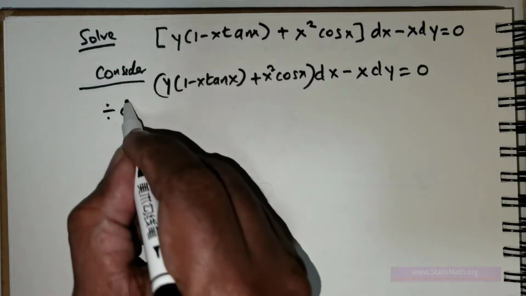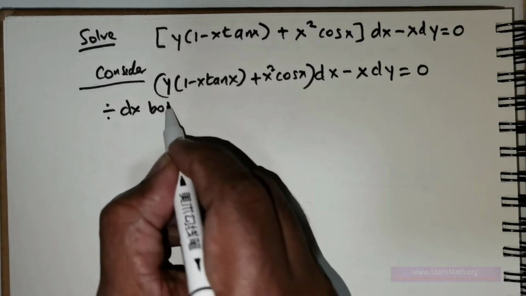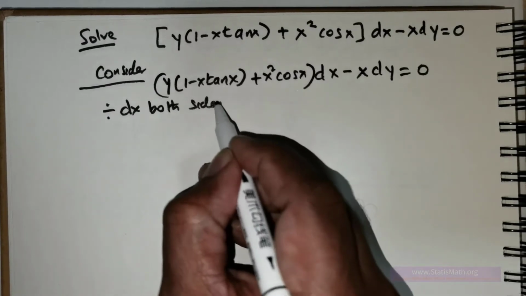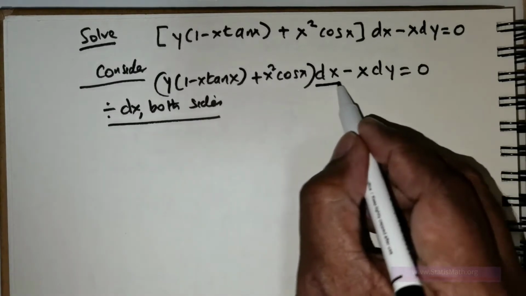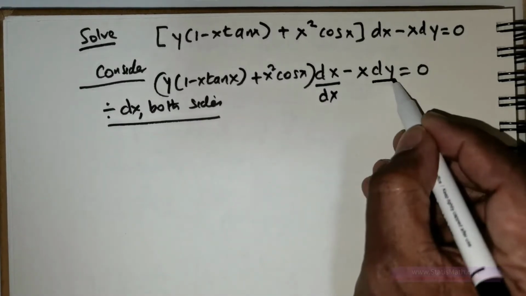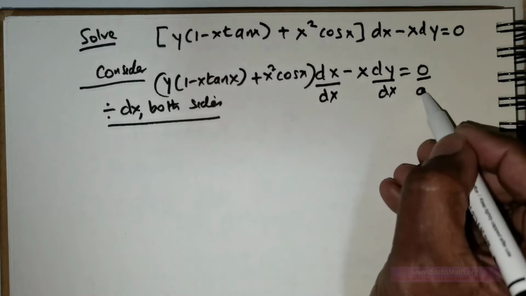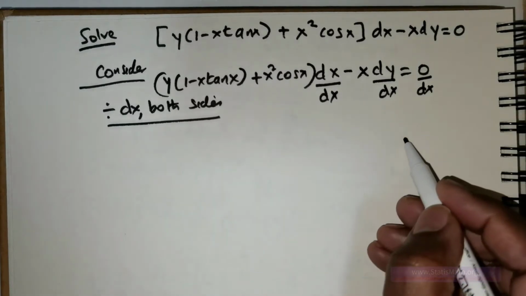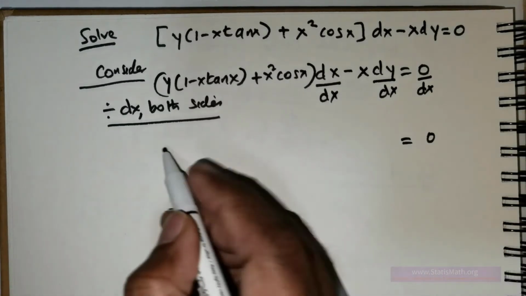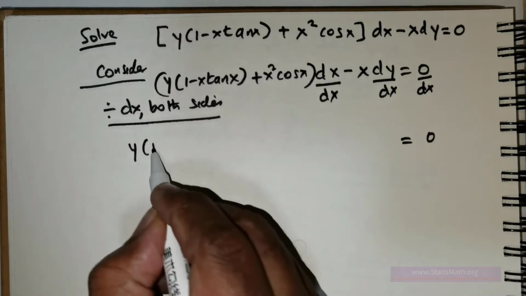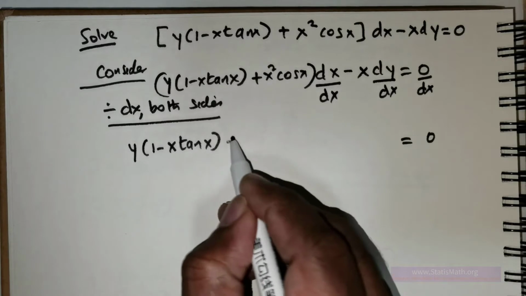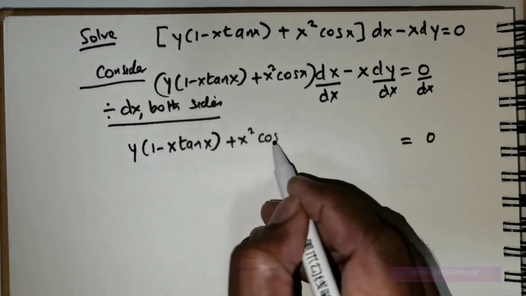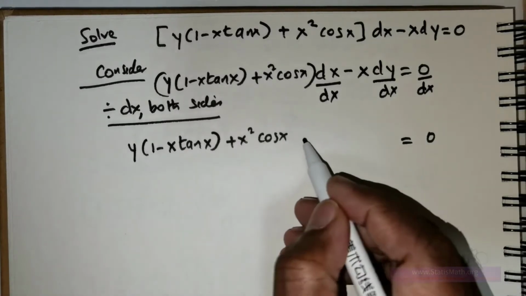Next, I would divide by dx both sides. So this is going to be divided by dx and divided by dx. Of course, when you divide 0 by dx, you get 0, so on the right side, it's going to be 0. On the left side, you are going to have y of (1 − x times tan x) + x squared times cos x. This is what you've got.